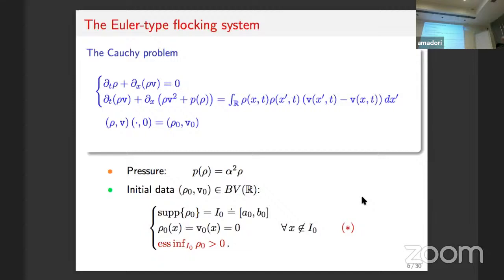The interval is denoted by A0, B0. Outside this interval, the density is 0. What about the velocity? Well, velocity without density does not make much sense, so we set it to be equal to 0 as well. And moreover, let me underline this further assumption. We assume that the density in the support is uniformly positive. So we assume that the infimum of rho 0 on the interval in which we have the support is positive. Okay, this will be an important assumption for the further analysis.